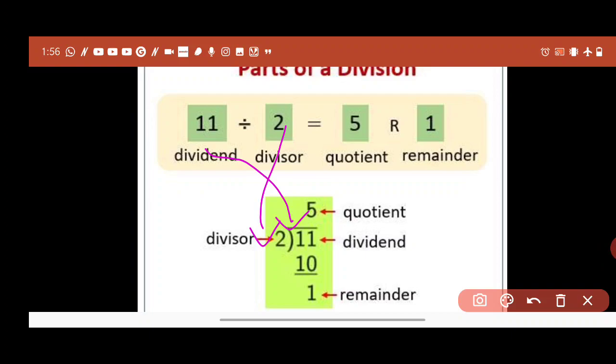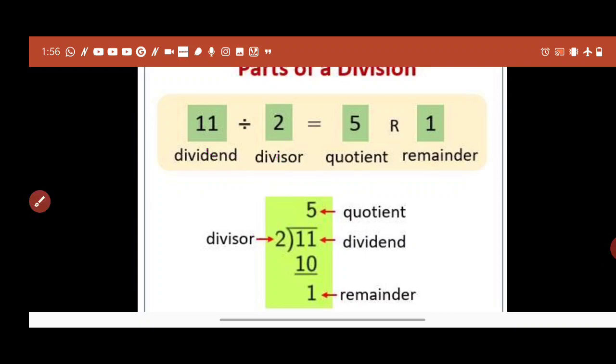Now count the table of 2 up to 11 and see whether number 11 comes in the table of 2 or not. 2 ones are 2, 2 twos are 4, 2 threes are 6, 2 fours are 8, 2 fives are 10, 2 sixes are 12. So children, does 11 come in the table of 2? No. So what you have to do is, you have to see a smaller number than 11, which is closest to 11 and smaller than 11.